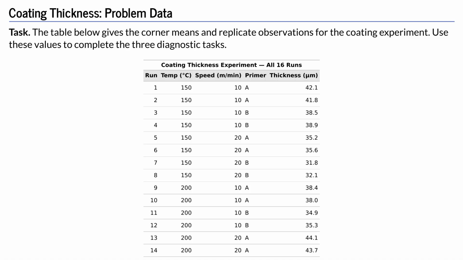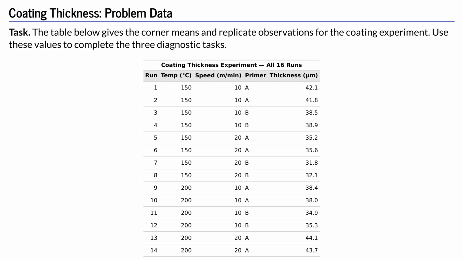Here is the full 16-run dataset. Each of the 8 corners has exactly 2 replicates. At 150 degrees, 10 meters per minute, primer A, the 2 thickness measurements are 42.1 and 41.8 microns. Switching to primer B at the same temperature and speed drops thickness to 38.5 and 38.9.